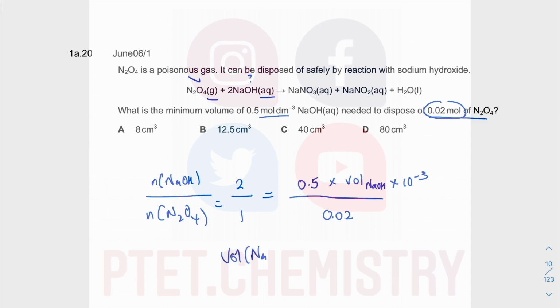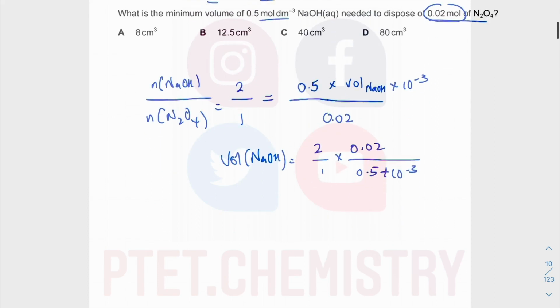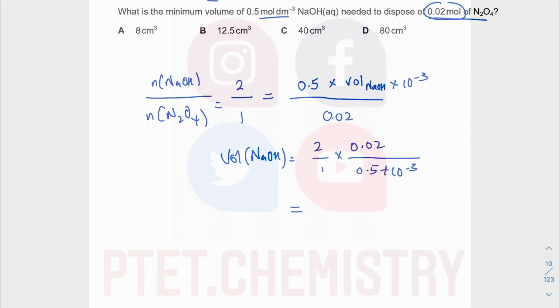Rearrange that, and you get the volume of NaOH being that. Okay. So I moved the 0.02 up there. I moved the 0.5 and the 10 to the minus 3 down there, while keeping the volume of NaOH as the subject, which I have just reversed the order in my algebraic expression. So I hope you can see through that mathematical step. If you can't, then just do one more step, I guess, and whatever it takes to make it clear to you. All right. So I got 80 cm cube as my expression.